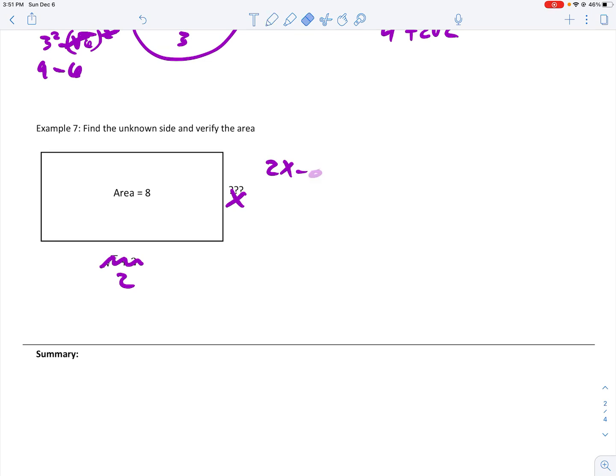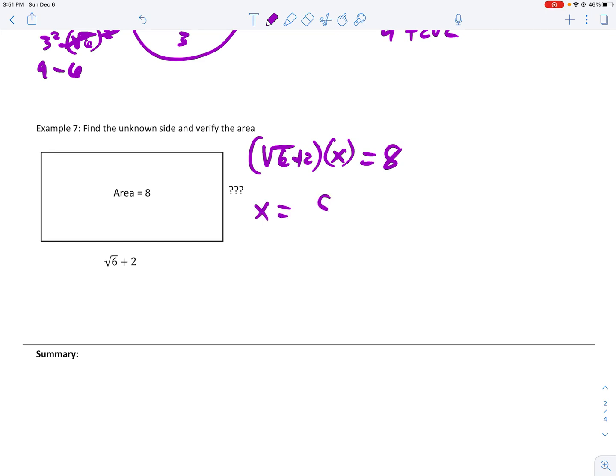Well, same concept. So we have root 6 plus 2 times, we'll call it x, equals 8. So x would be 8 divided by root 6 plus 2. Okay, well that's fine. That's technically an answer, but it's not the simplified answer.